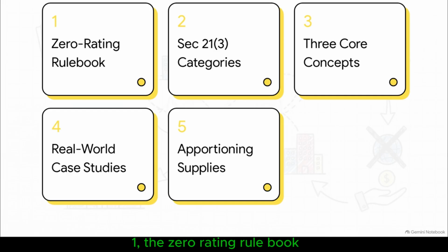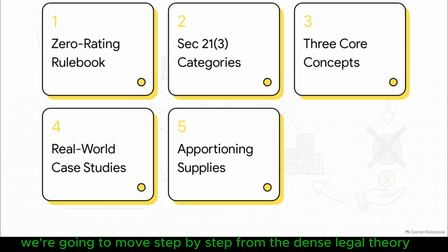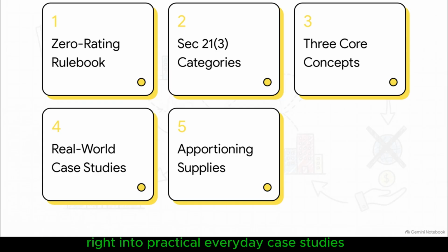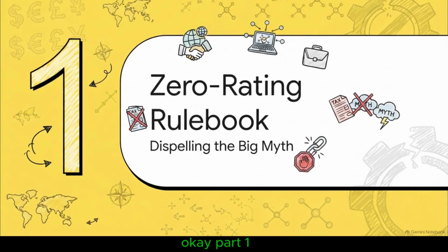Here is our roadmap for today. 1. The Zero Rating Rulebook. 2. Navigating Section 21(3) categories. 3. The 3 core concepts. 4. Real-world case studies. And 5. Apportioning mixed supplies. Don't worry, we're going to move step by step from the dense legal theory right into practical, everyday case studies.